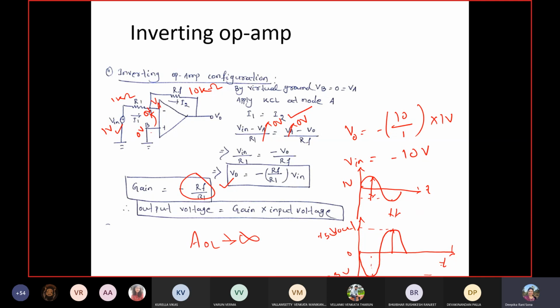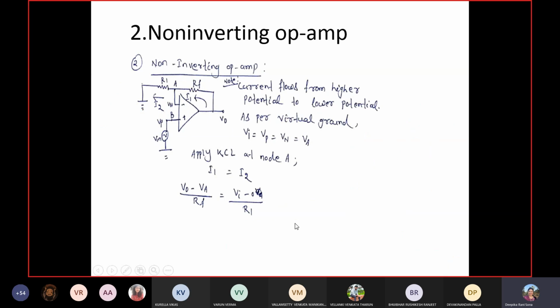Now the second configuration is the non-inverting op amp configuration. At that time I will apply the input at the positive input terminal of the op amp, just interchanging the Vin, and the other terminal will become grounded. So how does it look? Just have a look. Just draw the circuit, guys. This is the second configuration of the operational amplifier. Quickly you draw. I'll explain the circuit.